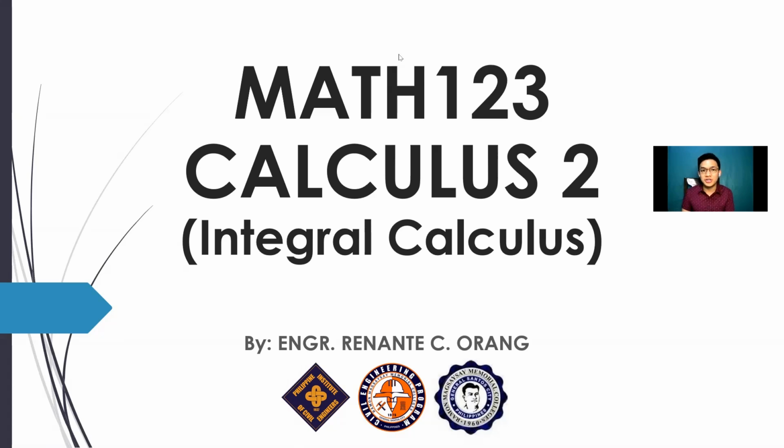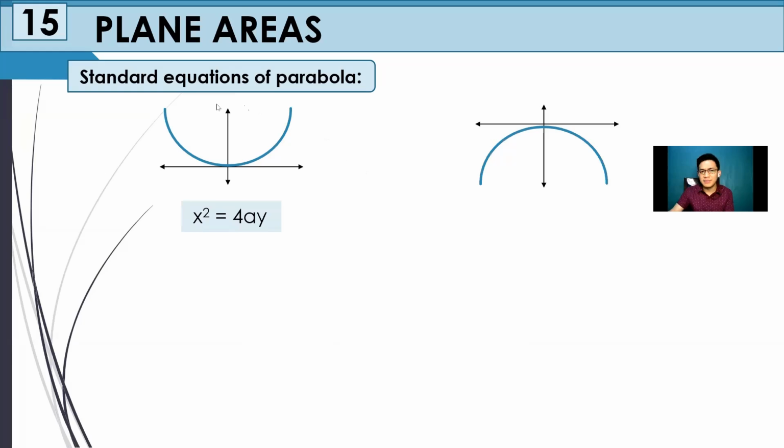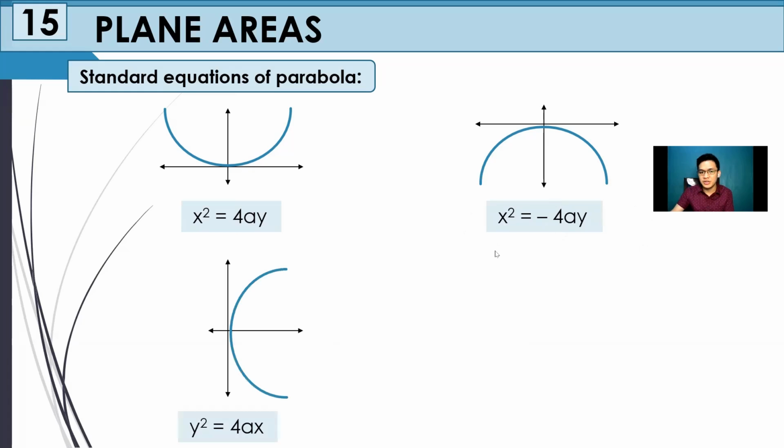So this is the continuation of our first topic natin for the finals, which is determining the area of a plane surface using integration. We are just focused on parabolas, or the plane areas involving parabolas. Recap natin saglit: for concave upward, this is the equation; downward, this is the equation; to the right and to the left, this is their general equation, 'di ba?